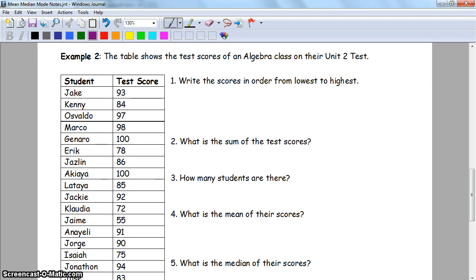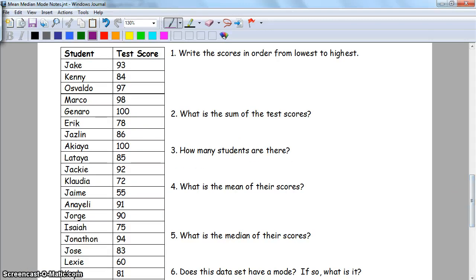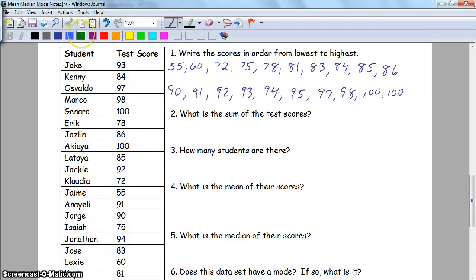Alright, so step 1, they wanted you to write the scores in order from lowest to highest. There was quite a few there, so rather than you listen to me talk while I write them all down, how about this? Boom! There it is. So, number 2, it says, what is the sum of the test scores? Add all these bad boys up. I believe you come up with 1709. And there are 20 students. What is the mean of their scores?